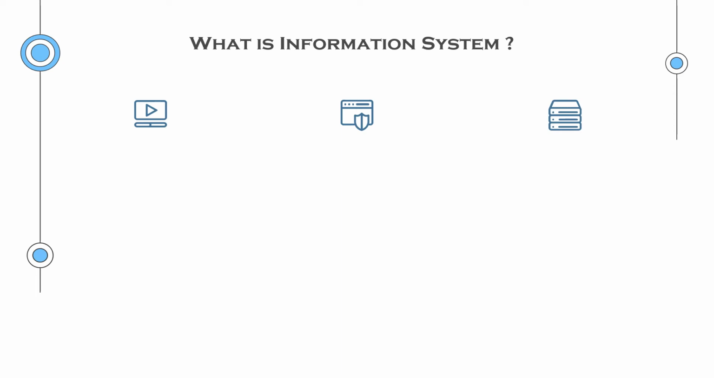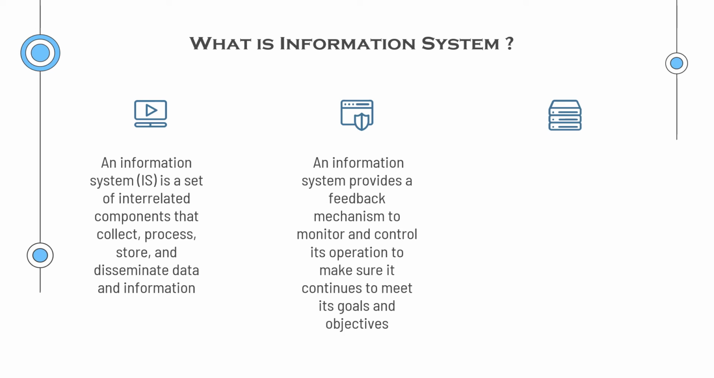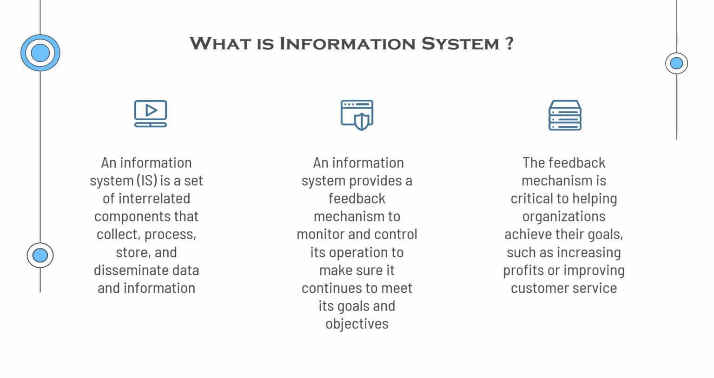So guys, here we are at our last section. We're going to talk about what an information system is. By all means, an information system is a set of interrelated components that collect, process, store, and disseminate data and information. Secondly, an information system provides a feedback mechanism to monitor and control its operation to make sure it continues to meet its goals and objectives. Thirdly and finally, the feedback mechanism is critical to helping organizations achieve their goals such as increasing profits or improving customer service.